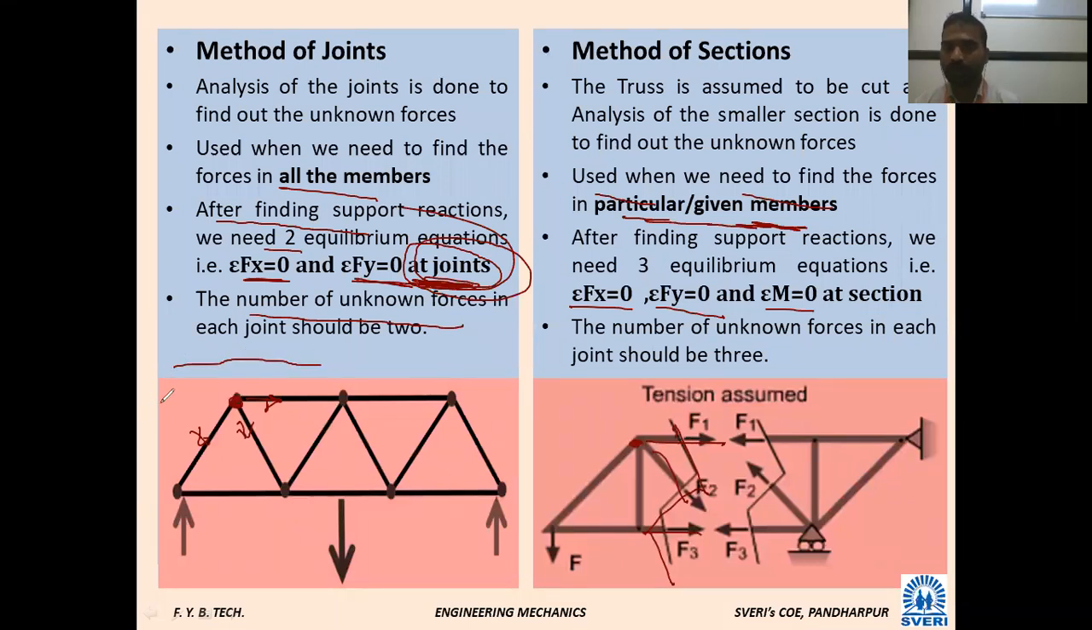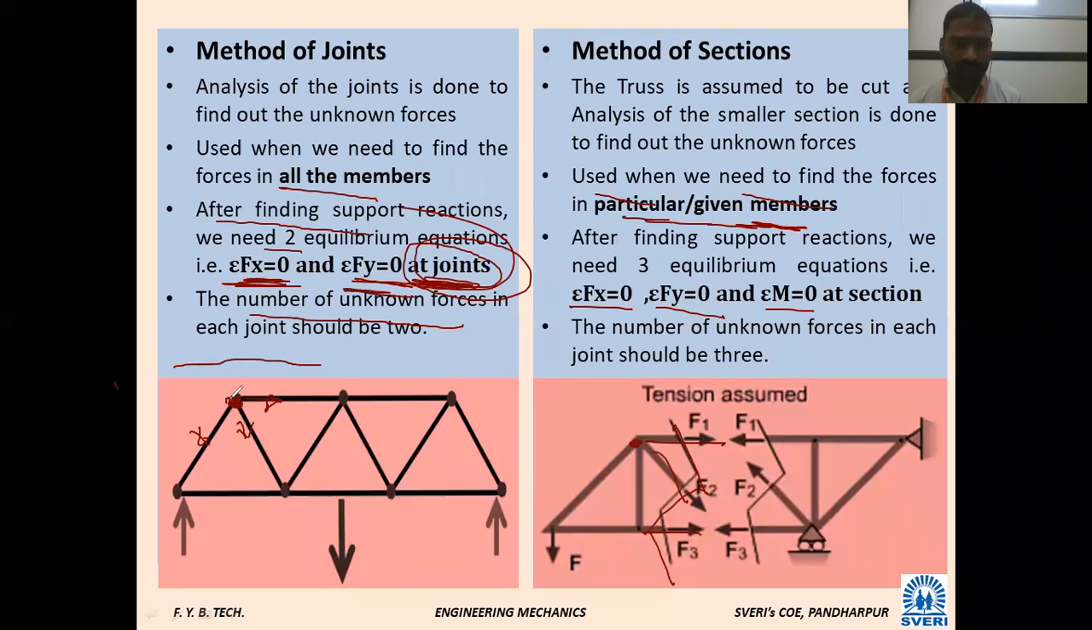So in the method of joints, whenever you select a joint, how many members are connecting is not required, but how many unknown members there are is important. The maximum number of unknown members in the method of joints is only 2. Why only 2? Because I have only two equilibrium equations. So I should have only two unknown members.